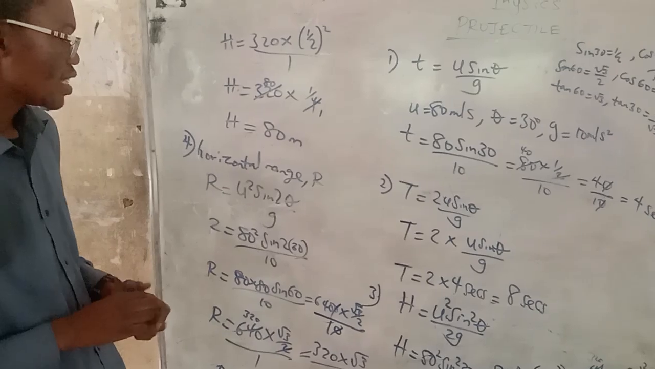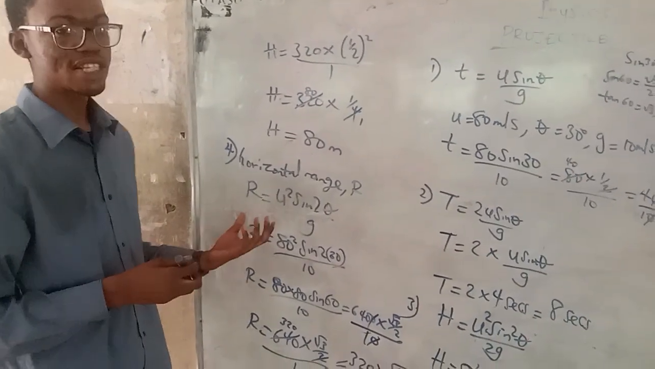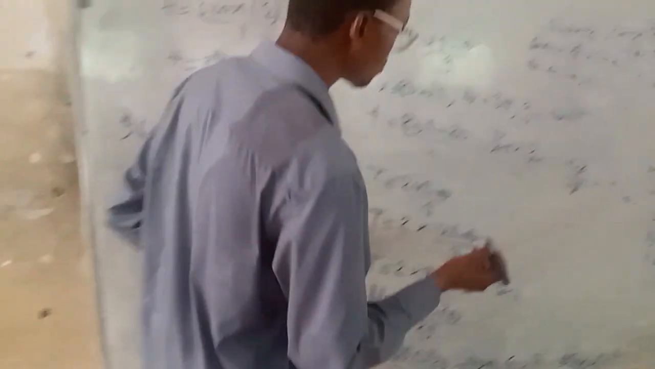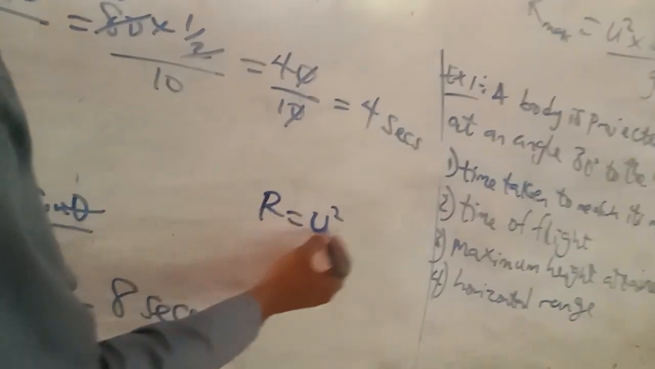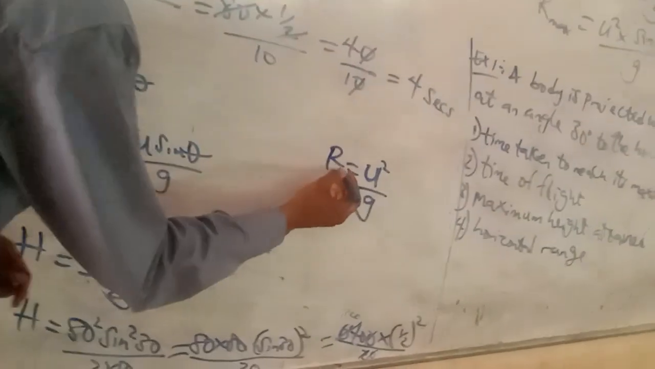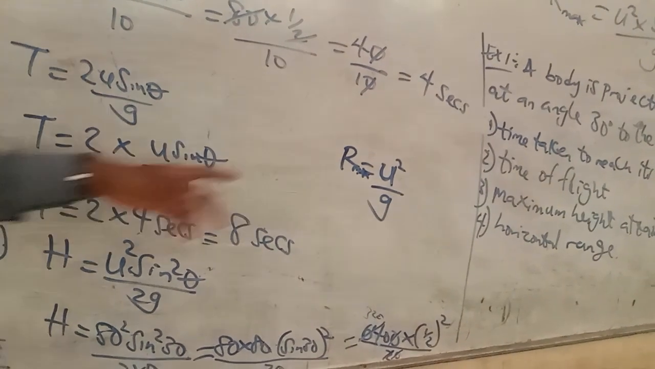So if they ask you to find the horizontal range, this is the formula we are going to use. Except if they are asking you to find your maximum range. Assuming it is maximum range, we are not going to use that formula at this angle. The formula we are going to use is R equals U squared over G.